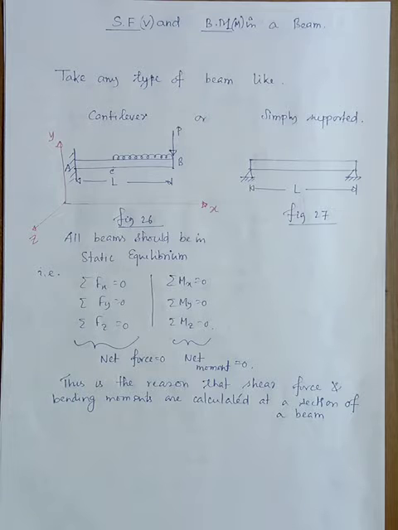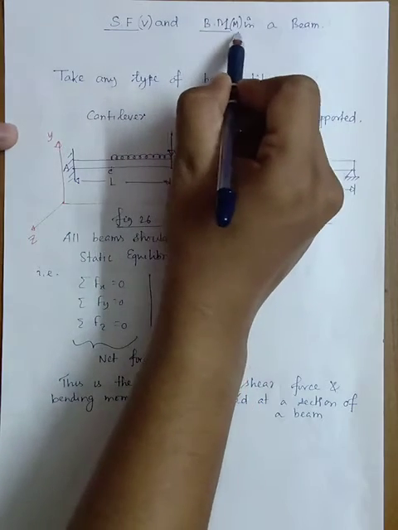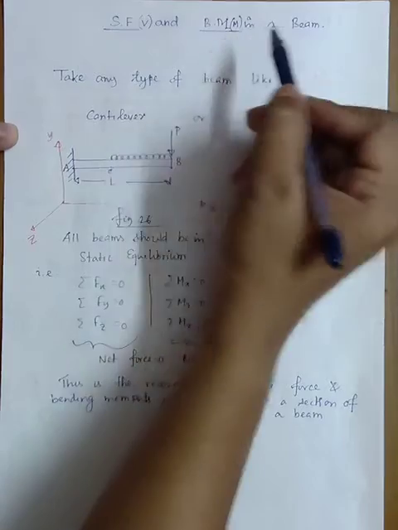So, till now, we have studied the types of beams, the types of supports, and the probable loads which may act on the span of a beam. So, today, we will study the basic two terms, that is shear force and bending moment on a beam. The shear force is basically denoted by capital V, and bending moment is basically denoted by capital M.